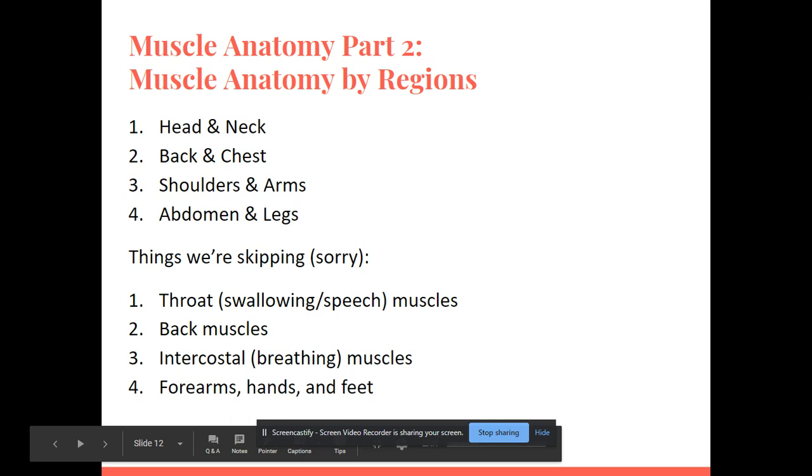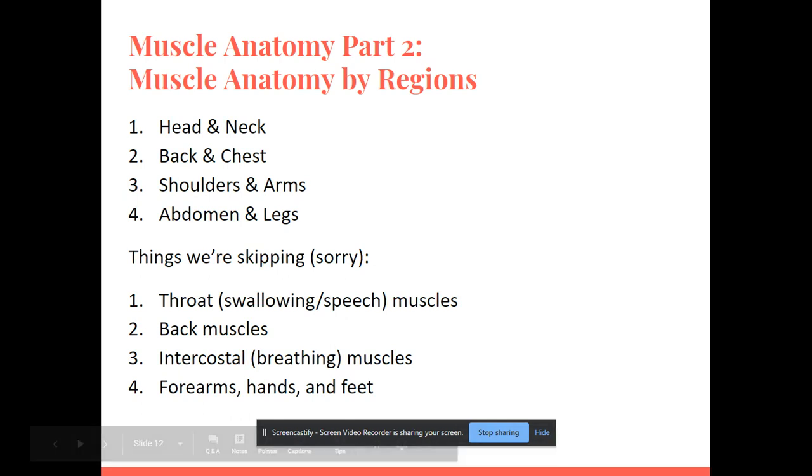Hey there, everybody. Mr. Taylor here again with Muscle Anatomy Part 2, the sequel. And today we are moving on from the generic naming of muscles, and we're going to start looking at the anatomy of our muscular system by regions of the body.